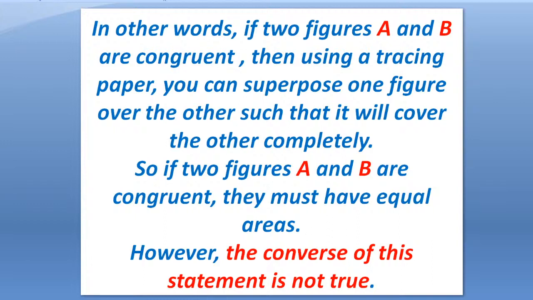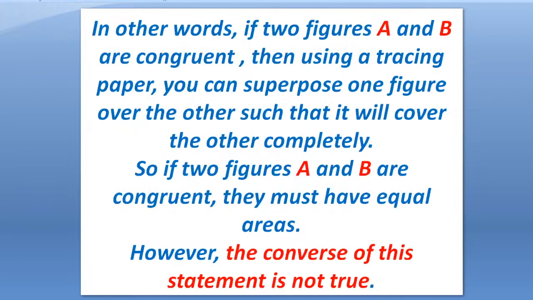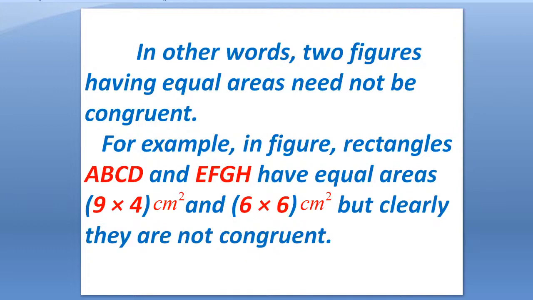However, the converse of this statement is not true. What is converse here? In other words, two figures having equal area need not be congruent. Okay, let me repeat it. If two figures A and B are congruent, they must have equal area. But two figures having equal area need not be congruent.